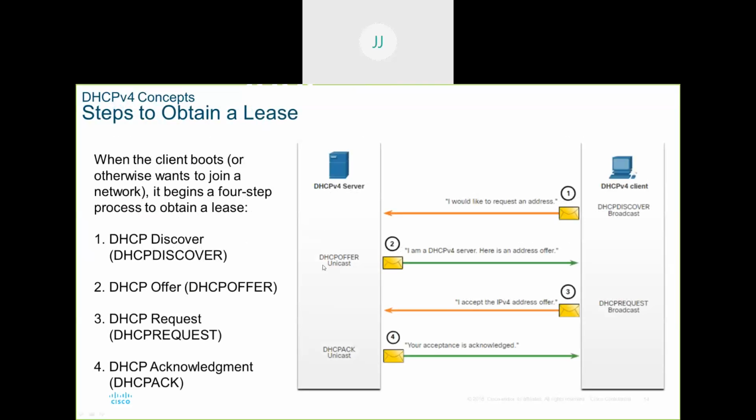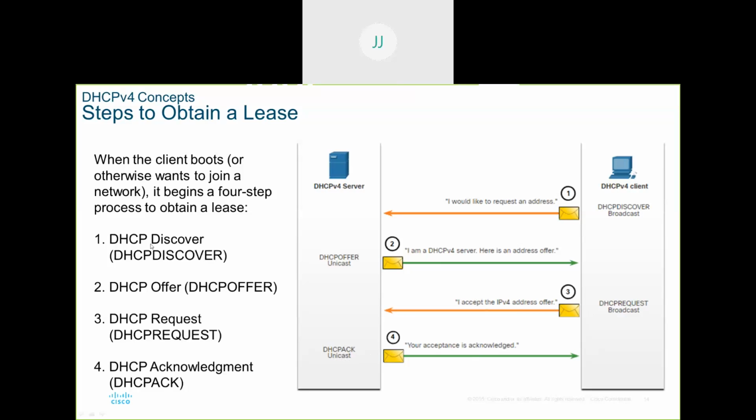Take a look at this diagram. You should expect to be tested on the 4-step process to obtain a lease. It starts with a DHCP discover broadcast from the client requesting an IP address. The server will respond with a DHCP offer offering an address. The client will respond with a DHCP request accepting the IP address, and then the server will finally send out a DHCP acknowledgement acknowledging that the IP address has been leased.